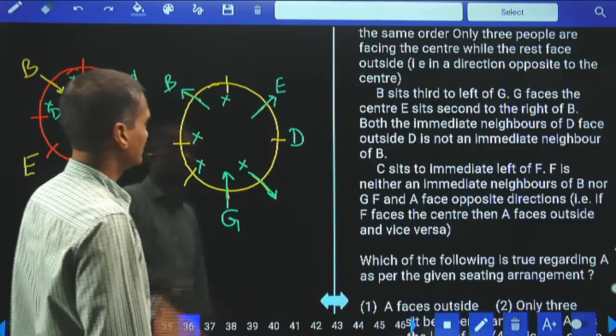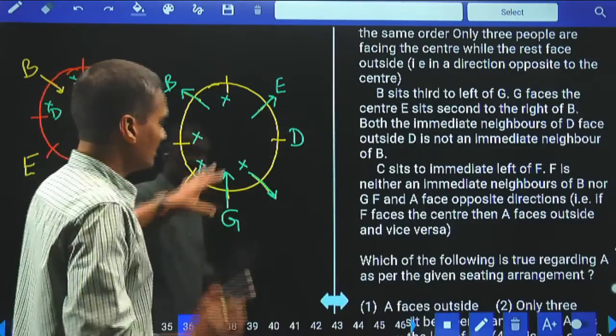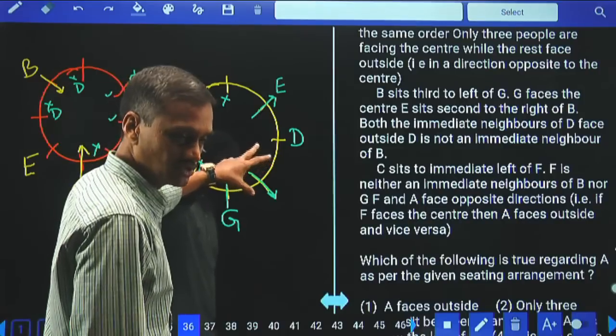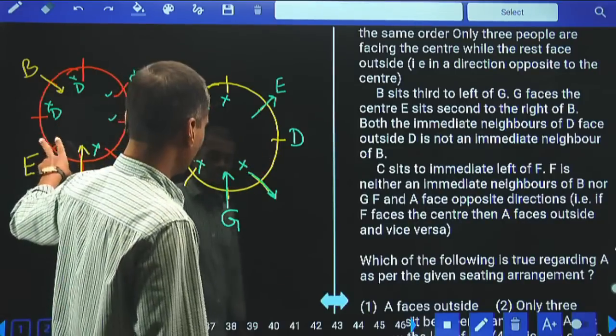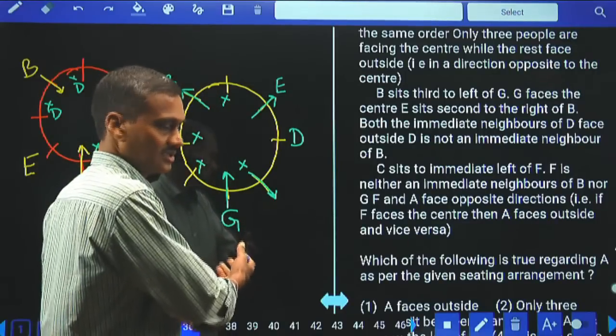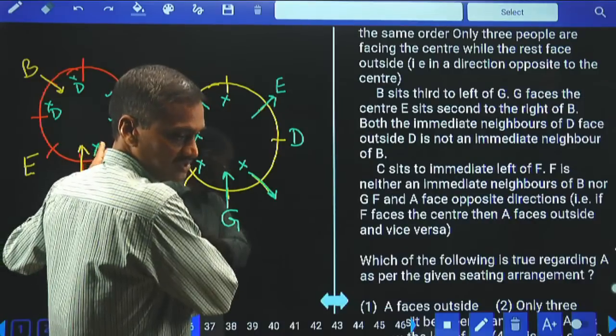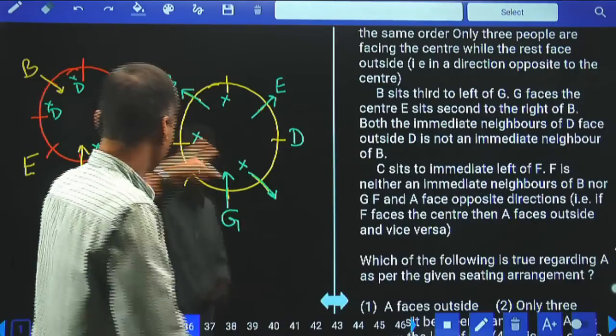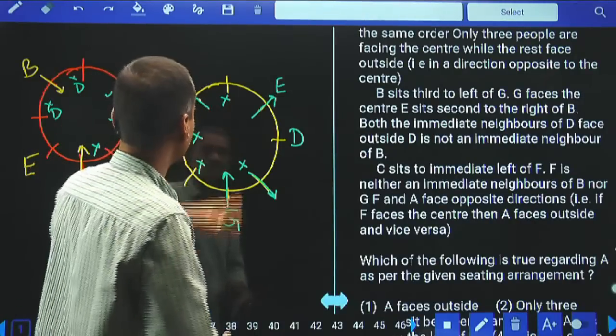Both the immediate neighbors of D facing away from the center. In this case, we have only one possibility for this D. Here there are 2 different possibilities. As you have one possibility, let us check it out here. If you get the answer, there is no need to check both cases. And if you are not getting the answer, then we need to go for this one. Okay, now I am checking this.